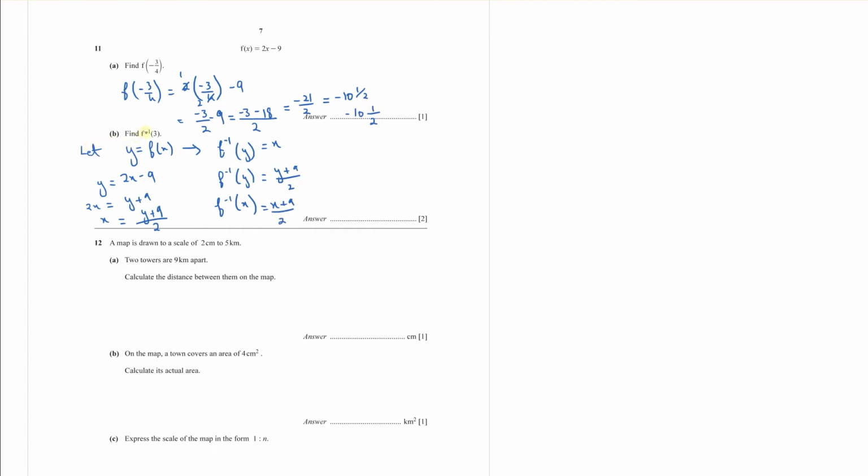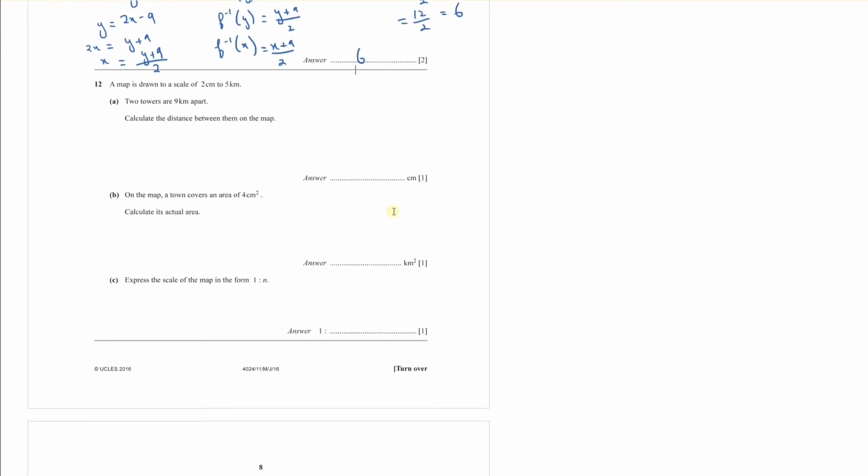Now we have to compute f inverse of 3. So f inverse of 3 would be equal to, you substitute x with 3, so 3 plus 9 over 2, which is 12 over 2, which is equal to 6. So your answer is 6. Let's move on to the next question.